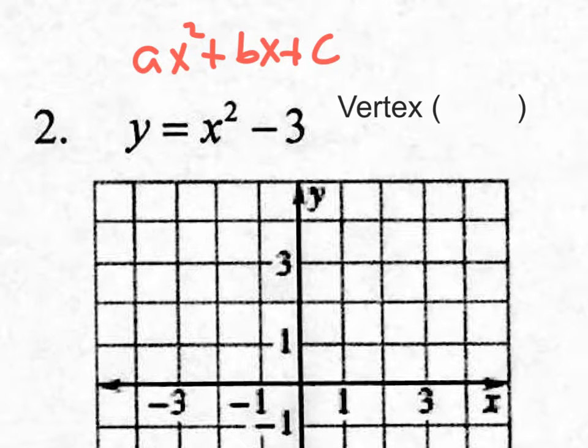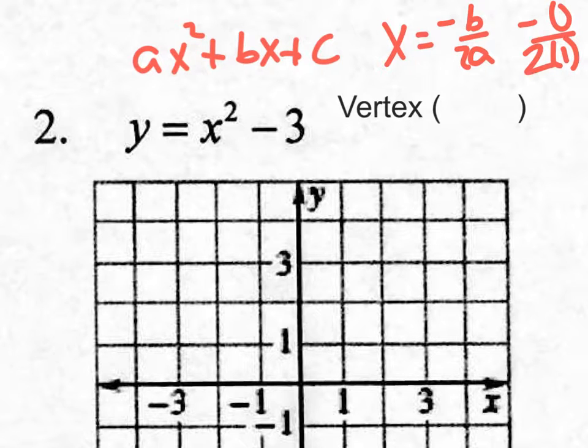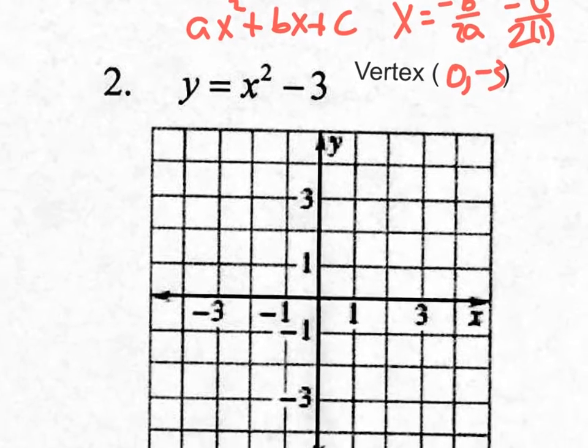So when you think about the vertex formula, x equals negative b over 2 times a, you really have negative 0 over 2 times 1. But 0 divided by anything is still 0, so your x value of your vertex is 0, which means that your y value, that's really easy to do. You simply plug in your x value of 0 into it and work it out. 0 squared minus 3 is negative 3. So your vertex is 0, negative 3.